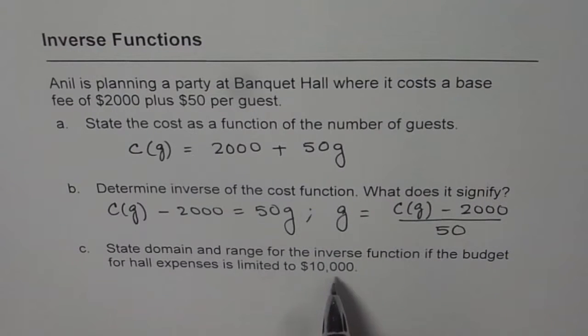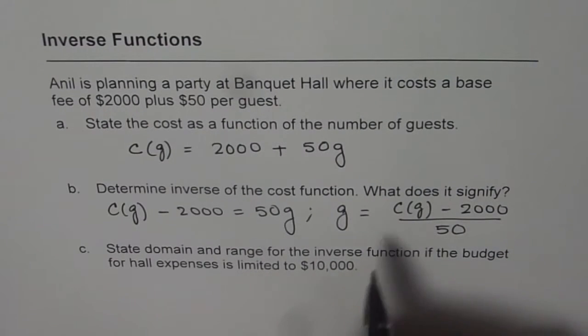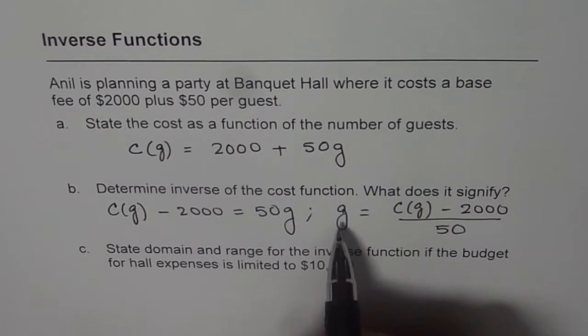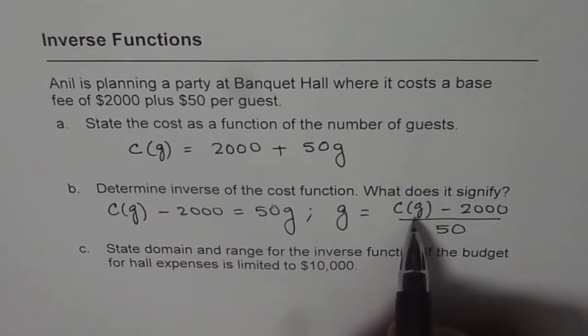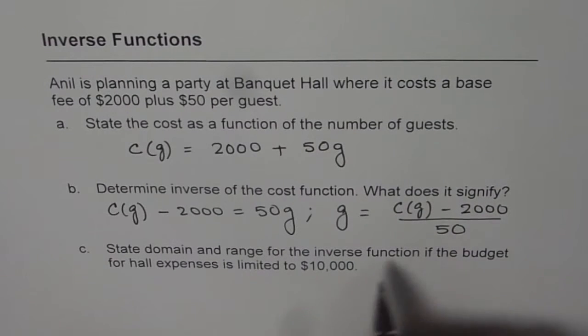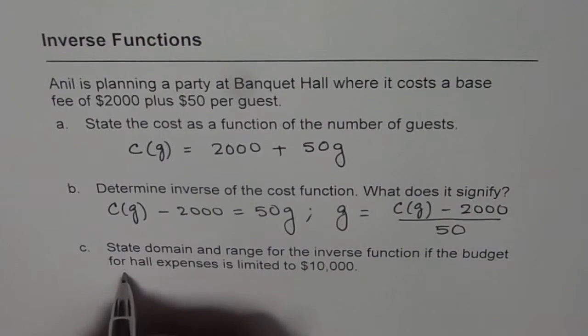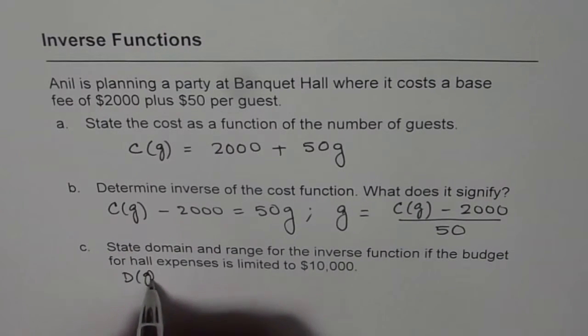Now we have to find the domain and range of the inverse function, right? So the number of guests becomes the range and cost here becomes the domain, correct? So minimum cost could be $2,000 and maximum is 10,000. So in this case, domain is actually the cost. I should write C here, okay?